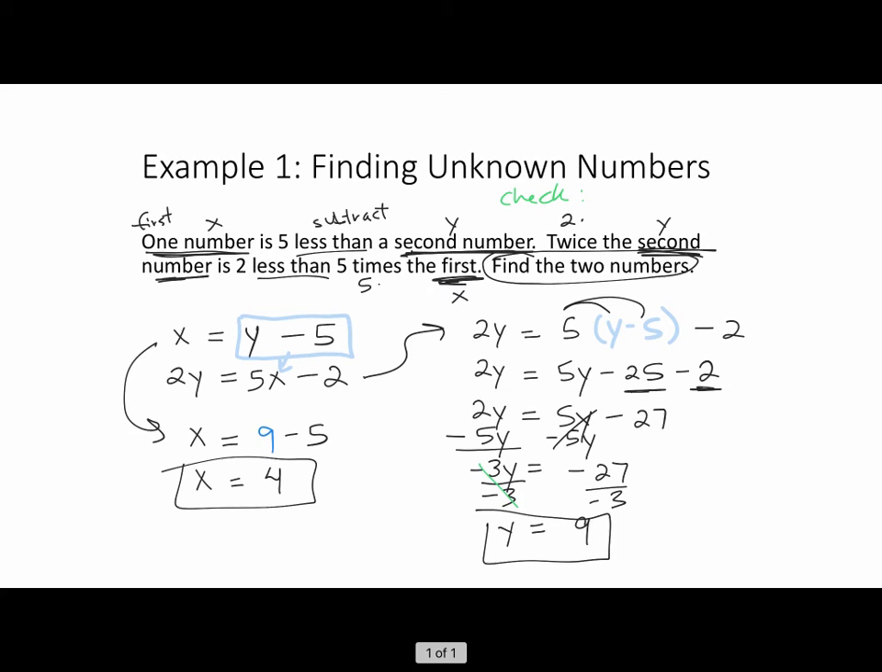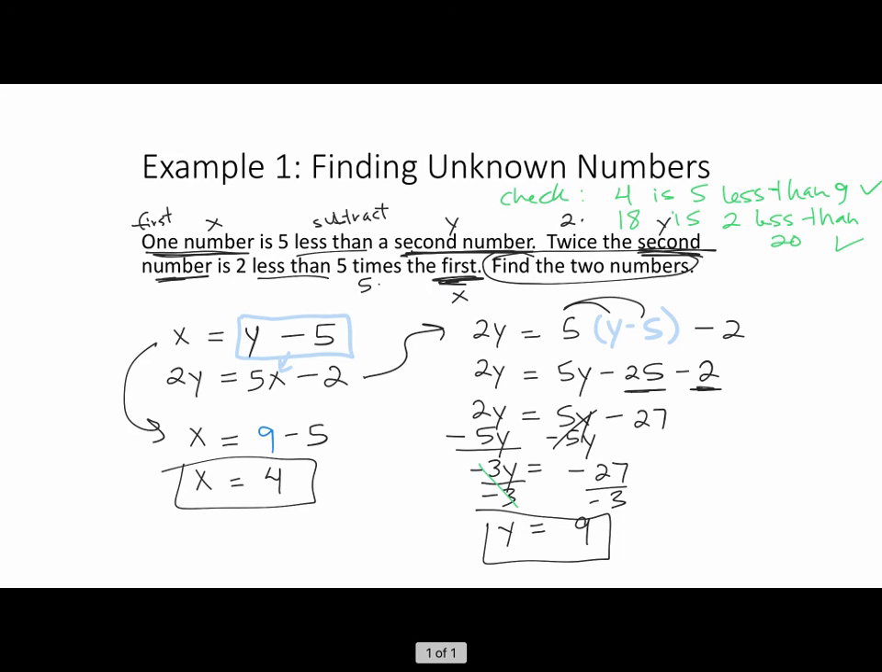Instead of one number or first, I'm going to say 4. And instead of second number, I'm going to say 9. Okay. So 4 is 5 less than 9. Yeah, that makes sense. That's true. In the second sentence, twice 9, so that's 18, is 2 less than 5 times 4. 2 less than 5 times 4, which is 20. So 18 is 2 less than 20? Yeah, it is. That checks out.